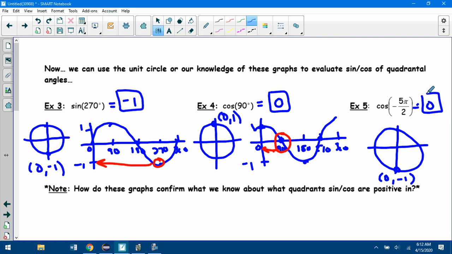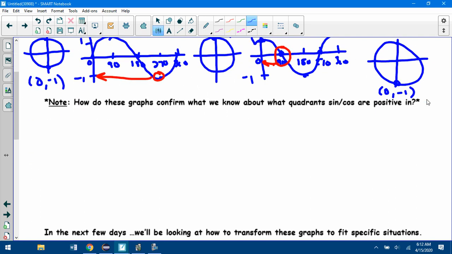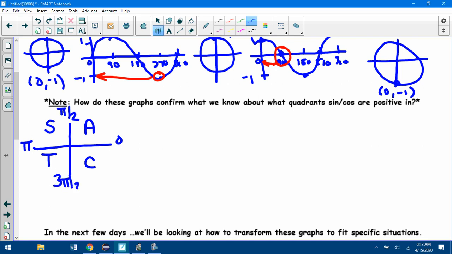Okay? All right. Now, they also confirm what we already knew about what we've been looking at the last couple days. All Students Try Cheating. This is 0, π/2, π, 3π/2, and 2π. Let's look at the graphs and see how that tells us what we already know.